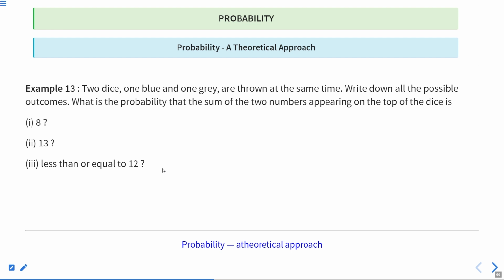In the next example, we have two dice, one blue and one gray, thrown at the same time. Write down all the possible outcomes. And what is the probability that the sum of the two numbers appearing on the top of the dice is 8, 13, and less than or equal to 12? Okay, so let us solve this problem.